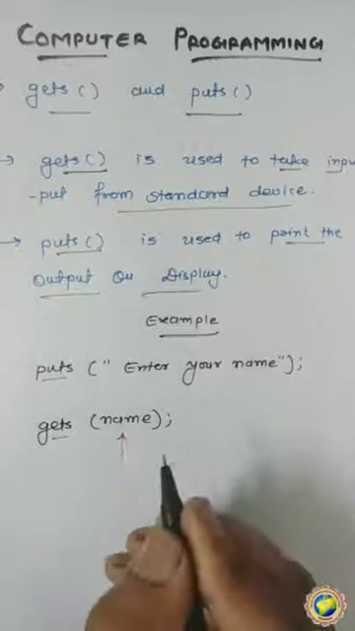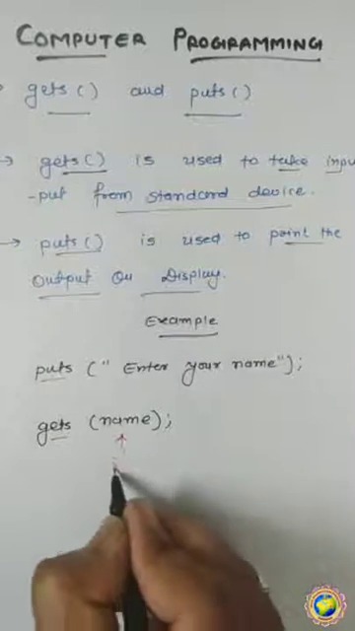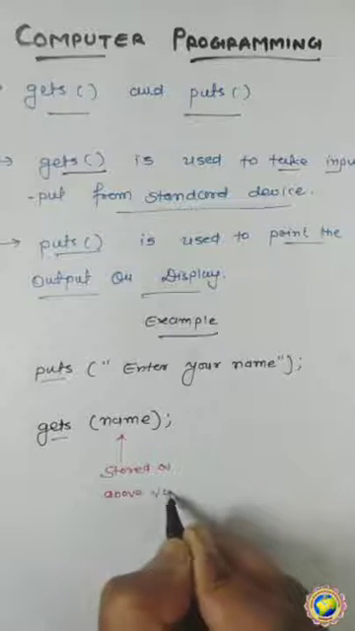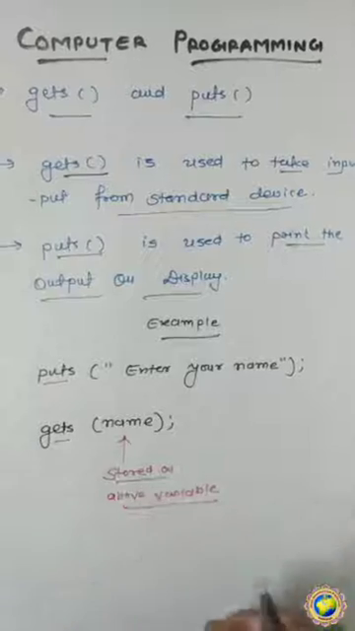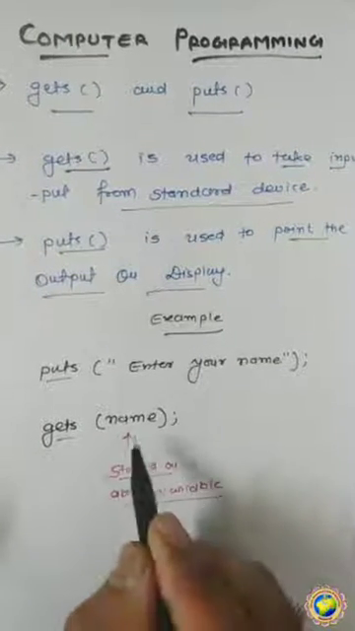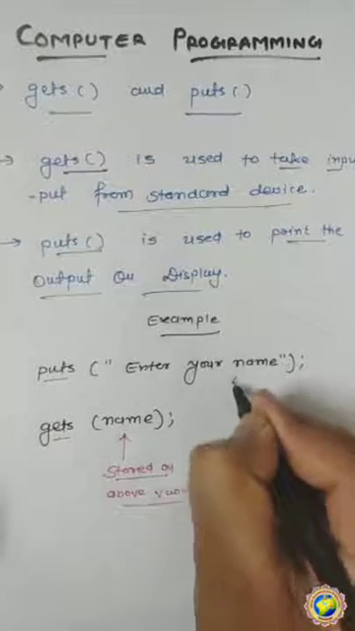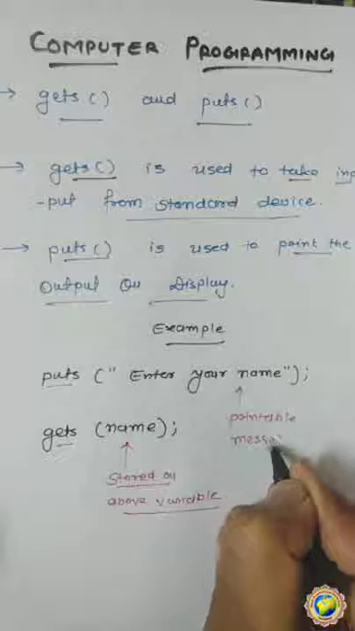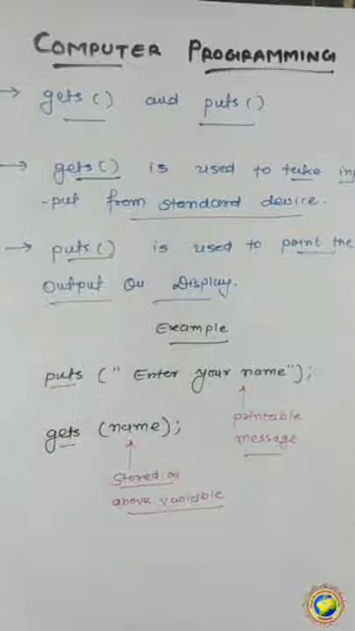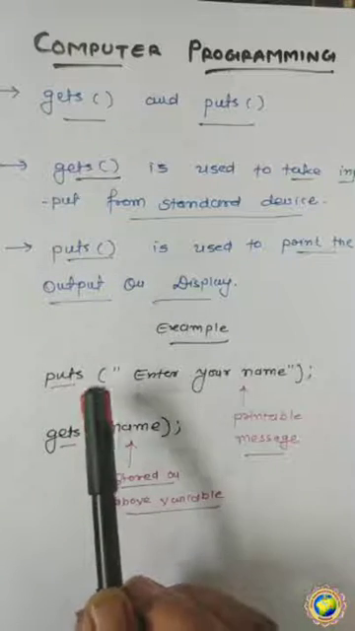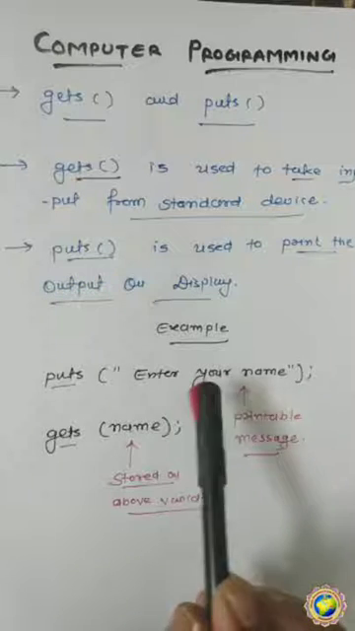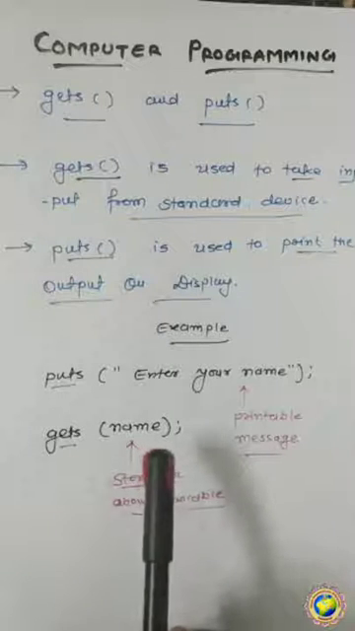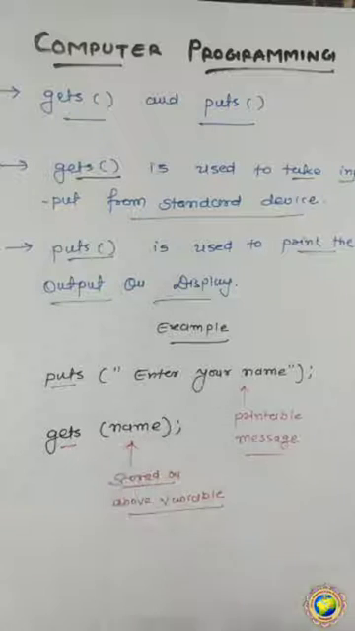Here whatever name is entered by the user is stored in the above variable, like whatever value is entered by the user is stored into the particular variable, and this is the printable message which shows on a particular display. So here you can see that puts is used to display the string onto the particular screen, and gets is used to take the input from the particular standard input device.